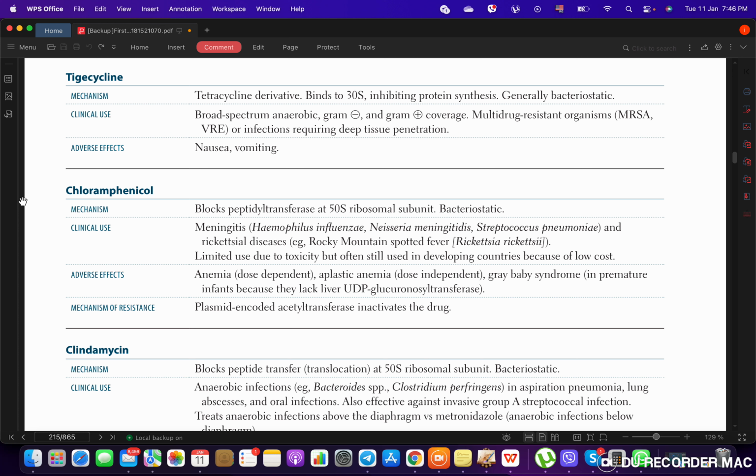Don't do that, guys. So, adverse effects of this drug include anemia, which is dose dependent, and aplastic anemia, which is dose independent. What does dose dependent, dose independent mean? That means that the anemia occurs when you use plenty of the drug, but the aplastic anemia occurs even at low dosages if you have high susceptibility. Can somebody tell me what is the difference between aplastic anemia and aplastic crisis?